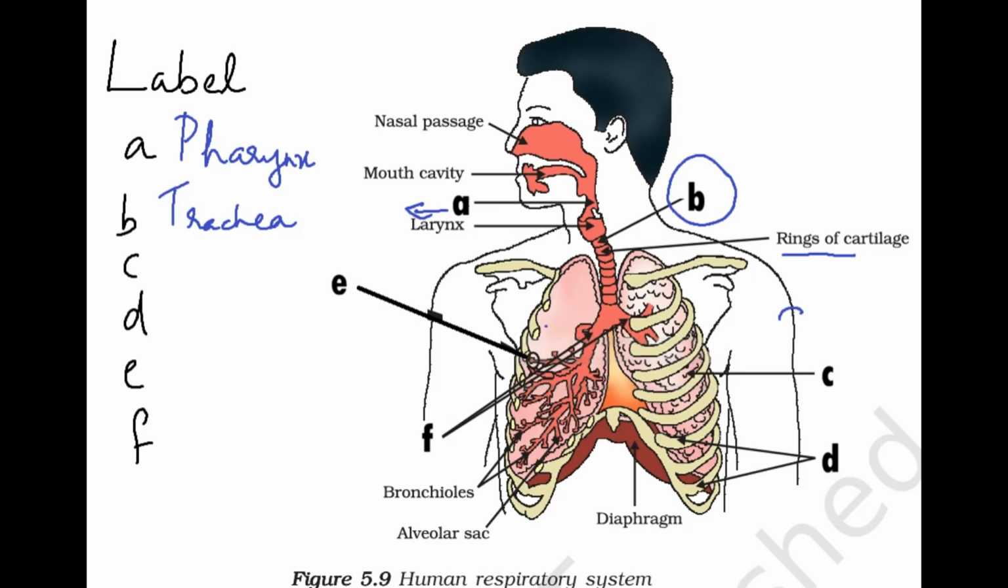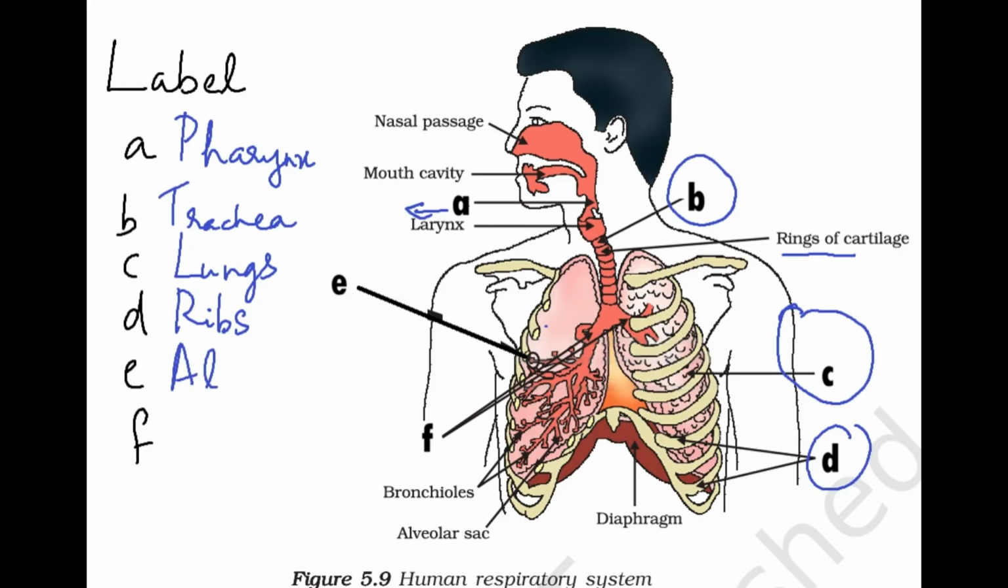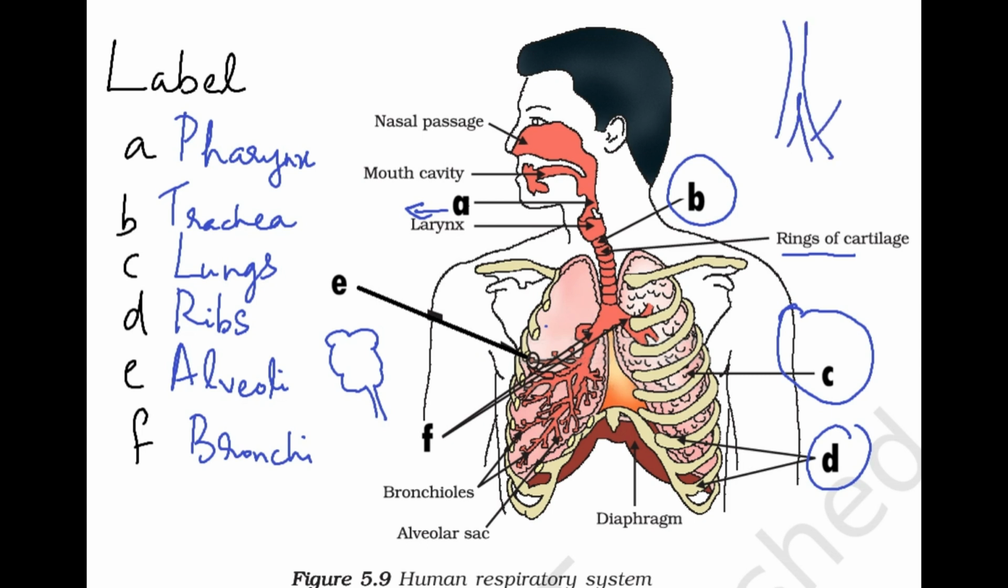Then C refers to lungs. D refers to the rib bones. So we can write D as ribs. E, they're pointing towards alveoli. Balloon-like sacs like this, that is alveoli. Then last is F. F is pointing towards bronchi. It's a bronchi that further divides to form bronchioles. If this is trachea, trachea divides into two bronchi. This is bronchi.